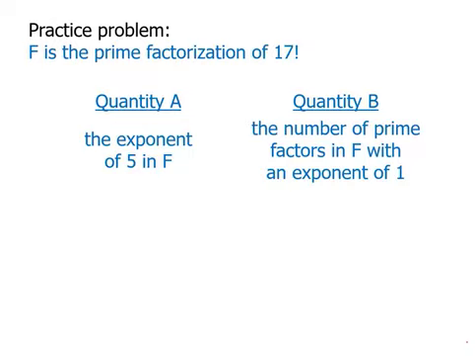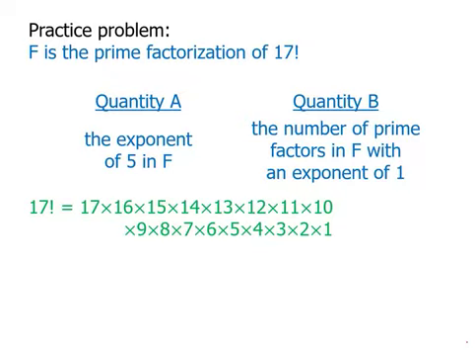So f is the prime factorization of 17 factorial. Quantity A is the exponent of the prime number 5 in that prime factorization, and quantity B is the number of prime factors in f with an exponent of 1. This is a tricky question.